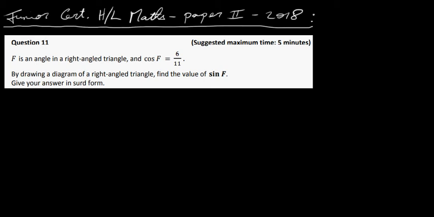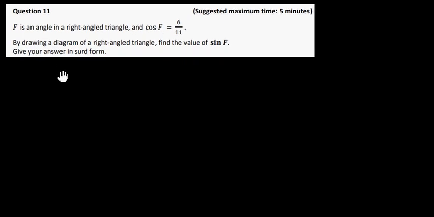Okay, so this is the Junior Cycle Higher Level Maths Paper 2 for 2018, and it's question 11 and 12. So to start here, we're going to do question 11. F is an angle in a right angle triangle, and the cosine of f is 6 over 11. By drawing a diagram of a right angle triangle, find a value of sine f. Give your answer in surd form.